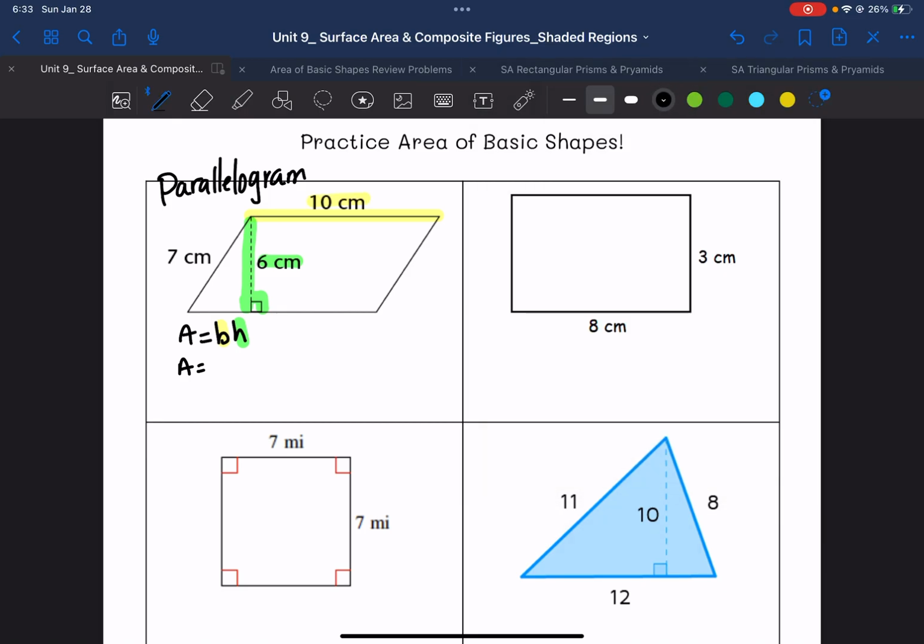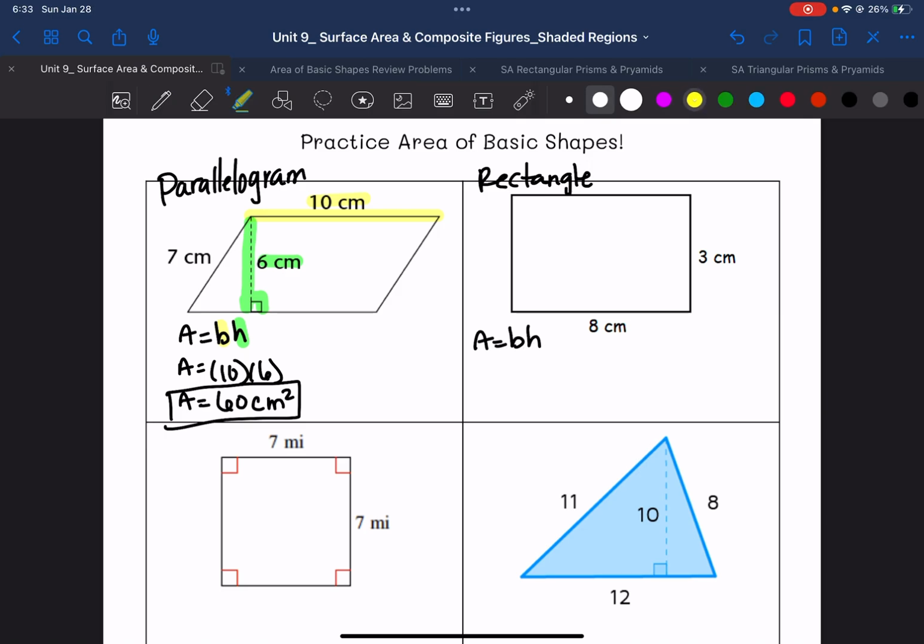All right, let's go ahead and continue. So 10 times 6. Now 10 times 6, I know that is 60. So that would be 60 centimeters squared, and that's my final answer. All right. Let's look at the next shape. The next shape is a rectangle, and a rectangle falls in the same category as a parallelogram. So this one is also going to be area is equal to base times height. Now remember, base is yellow, height is green.